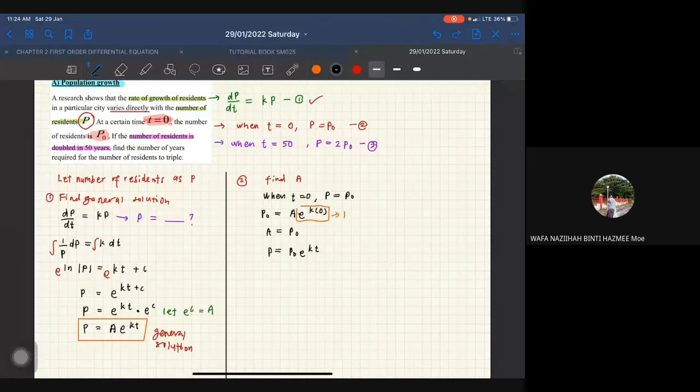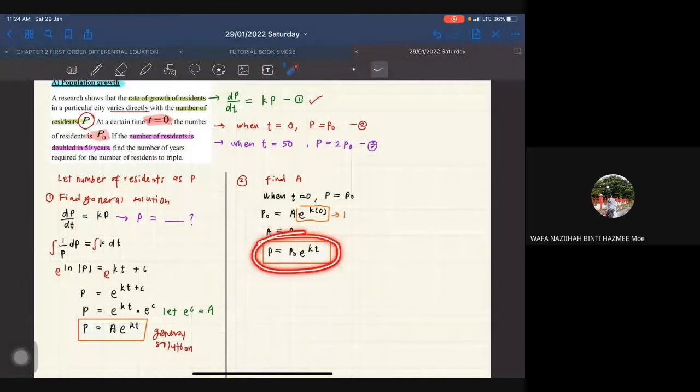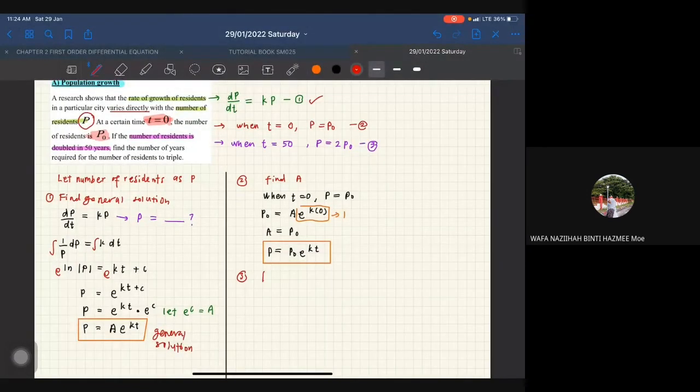Okay, settle. Right, so saya kotakkan yang ni pula. Okay, so kenapa saya kotakkan yang ni pula? Sebab lepas ni kita akan guna yang this one. Ini pula fokus kita. So this one kita dah tak guna dah. So ini kita punya general solution sekarang. Okay, so the next step, number 3, is we want to find K. So kita nak cari constant K ni pula.